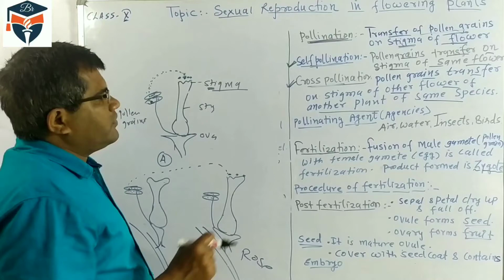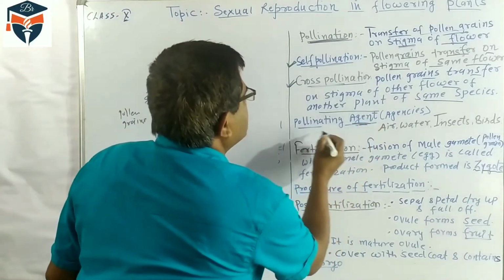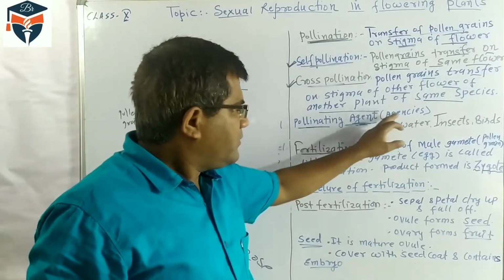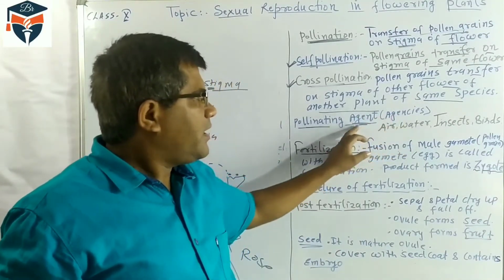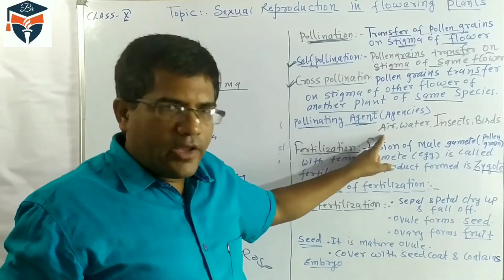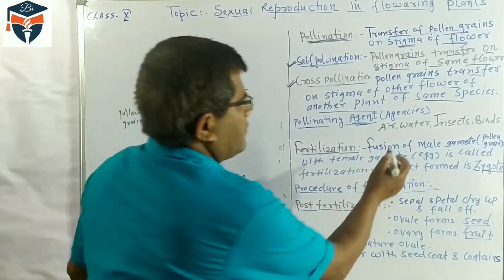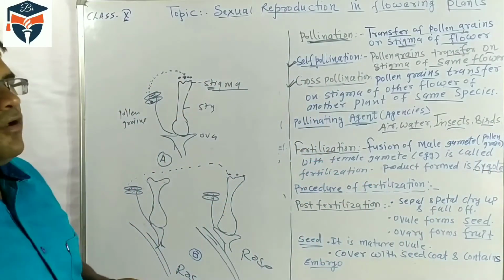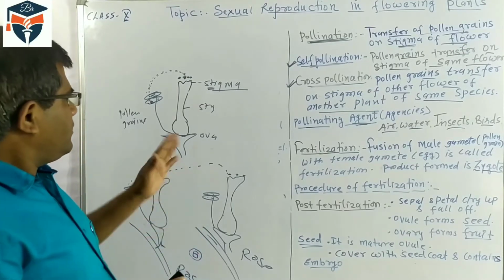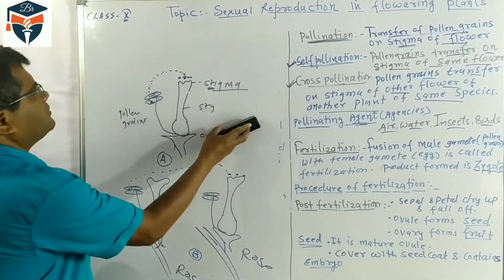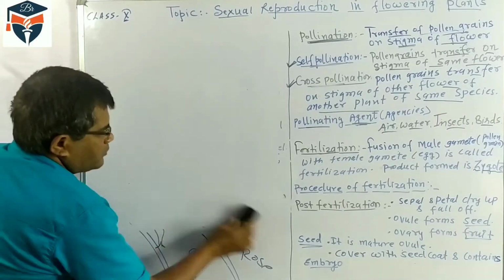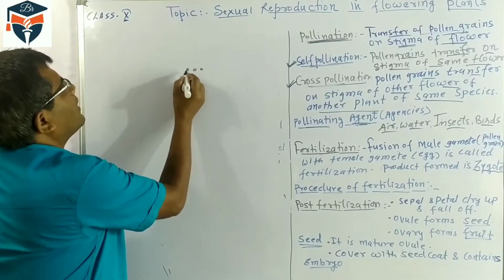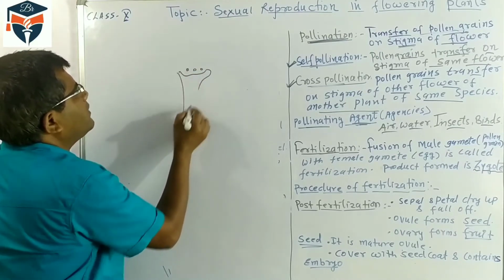And this pollination takes place by some agencies. So these agencies are called pollinating agency or agent. Pollen grain is transferred through air, by water, by insects and birds also; they are called pollinating agents. When the pollen grains are transferred on the stigma of the flower, what happens now? When these pollen grains reach the stigma of the flower.